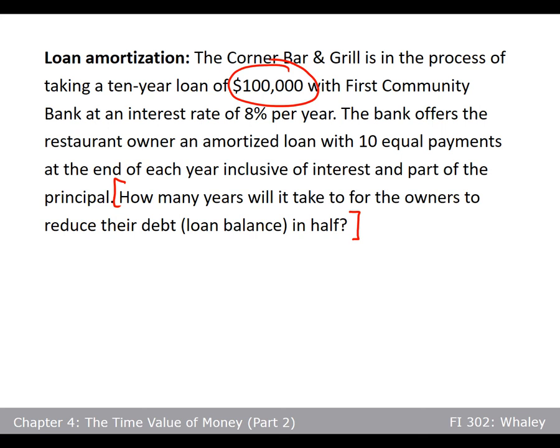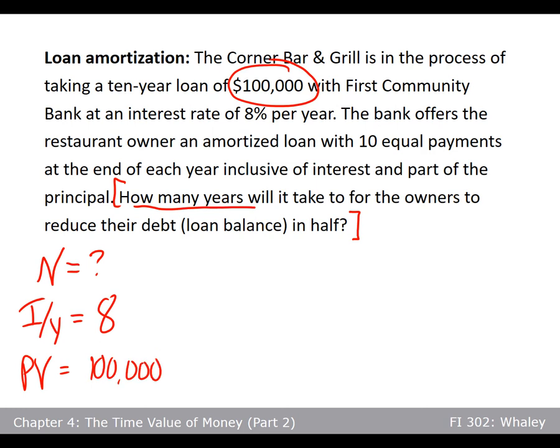But that's not theoretically true because when you're making payments on an amortized loan, you're making both interest and principal payments. So the way we go about this is we use all the information that we had before. Let's look at what needs to be plugged into the calculator. N, the number of periods, is what I want to know. So we're going to be solving for N. The interest rate is the exact same from before, 8%. The present value is the original loan balance, $100,000. So all that is the same from before.